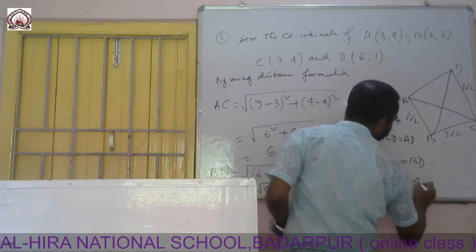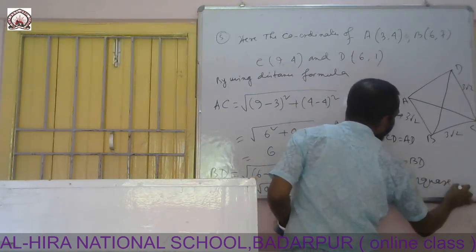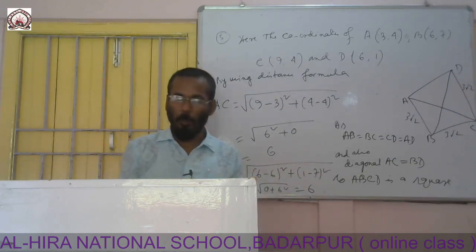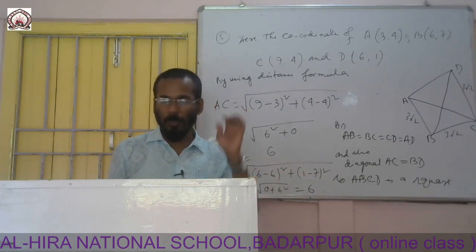So ABCD is a square. So question number 5 is finished.